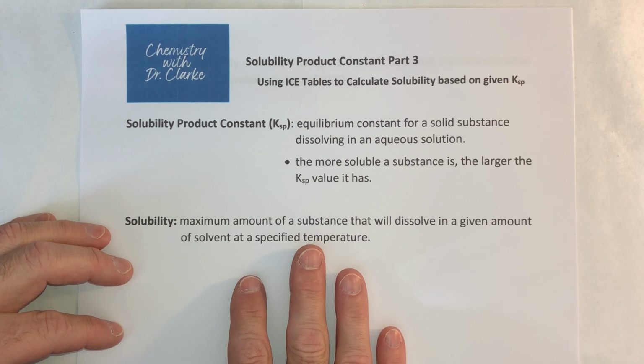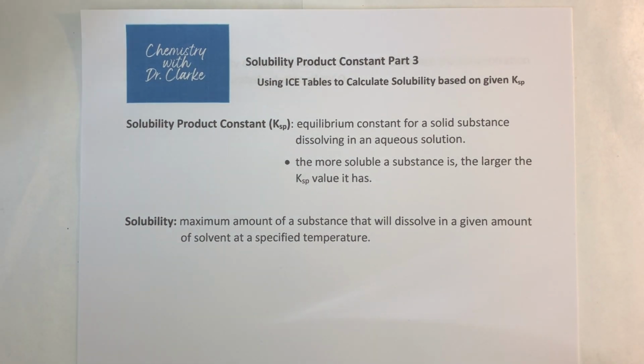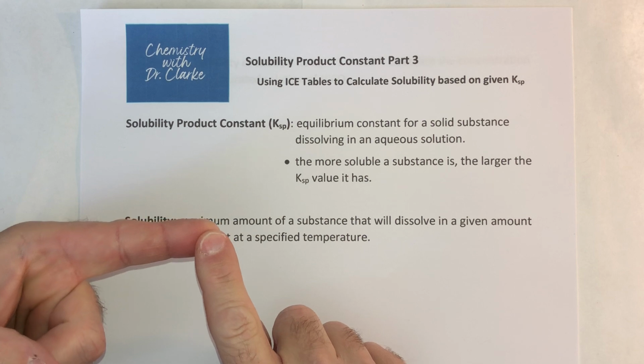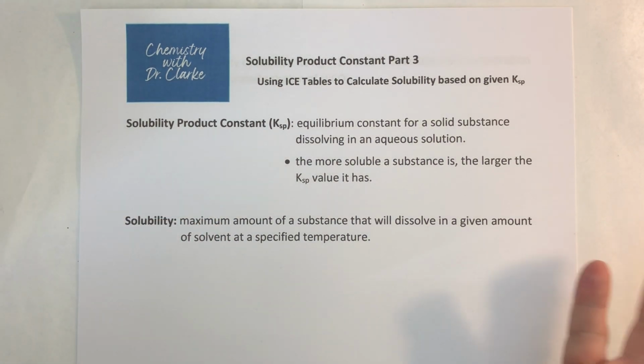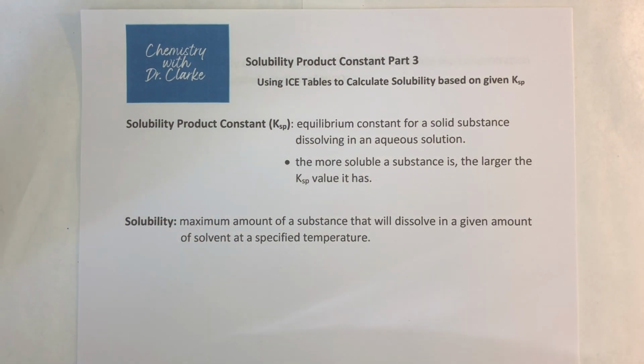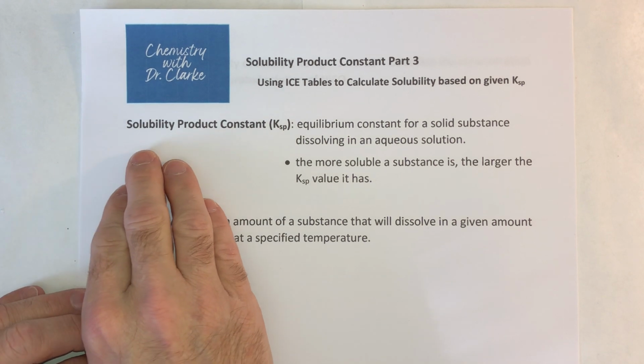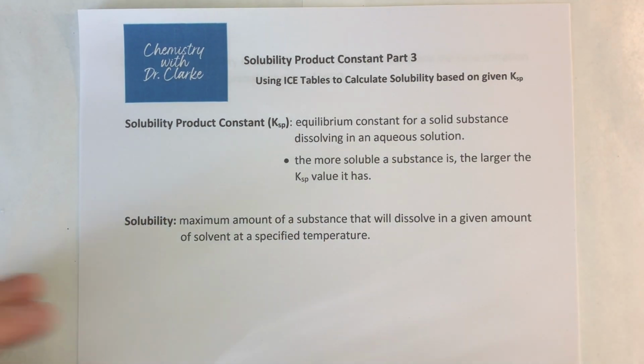To do this problem, you are going to have to write an equilibrium expression. You are going to have to be able to write the equilibrium itself. Both of those are covered in the first video of this series. So if you're not feeling comfortable with writing the equilibrium that goes with a low solubility solid dissolving in water, or with writing an expression for the solubility product constant, you might want to pause the video and go back and take a look at part number 1.